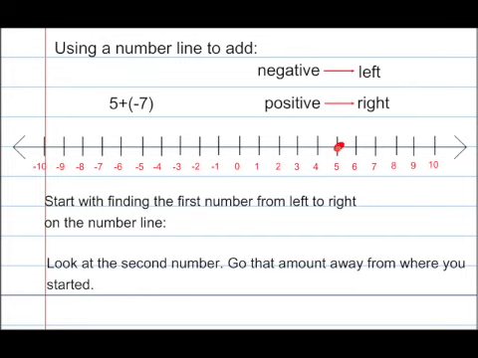I'm going to go that amount away from where you started. So I started at 5, and now I'm going to go that amount away. But which direction do I go? Well, this is a -7. So if it's negative, I'm going to go 7 times to the left. 1, 2, 3, 4, 5, 6, 7. So where did I land? I landed on -2. So 5 plus -7 is -2.